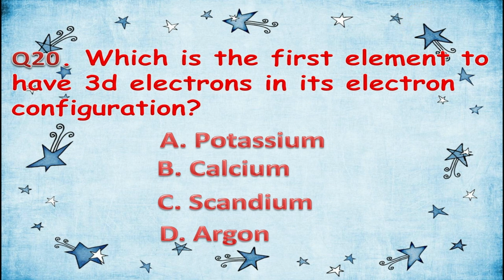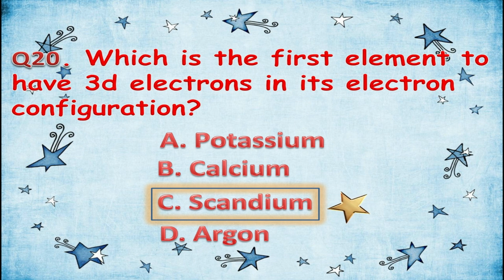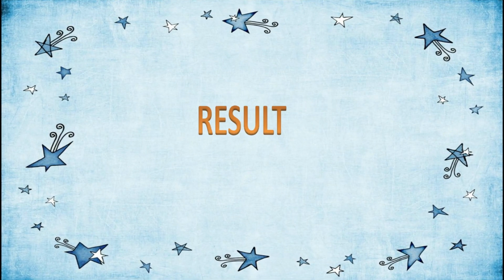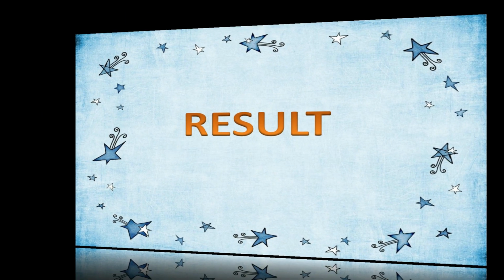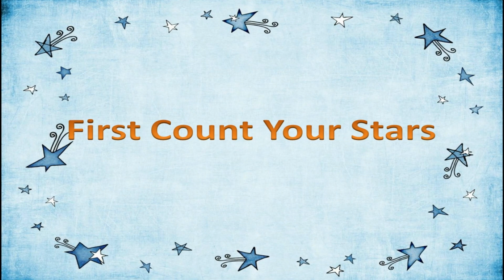Okay, time's up. The correct answer is option C, scandium. You got 1 point for this correct answer. Okay, now it's time for the result. Before seeing your result, you have to first count your stars or your points which you got in each question. After counting stars, I'll tell you your grades.